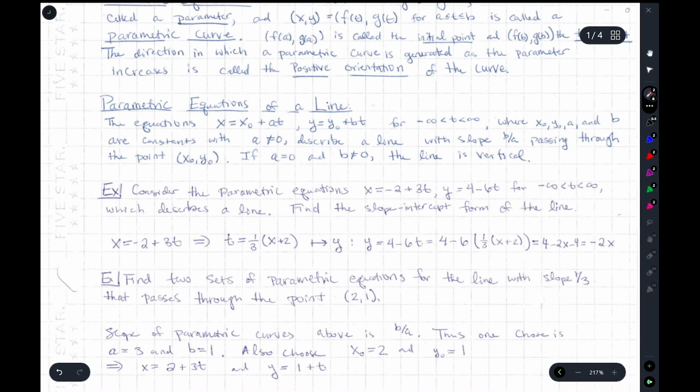Another way we could have looked at this is to use the basic outline that we have above here. a does not equal 0 there, and so b over a would be -6 over 3, or -2, so that's the slope, and it runs through the point (-2, 4). And -2x definitely runs through the point (-2, 4). And so that's another way we could have looked at this equation.